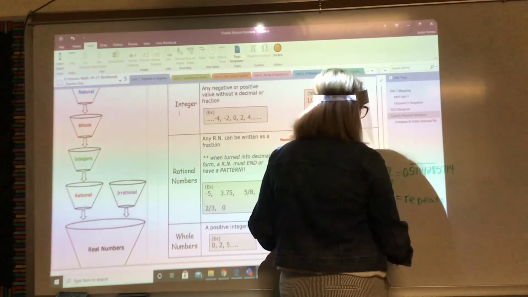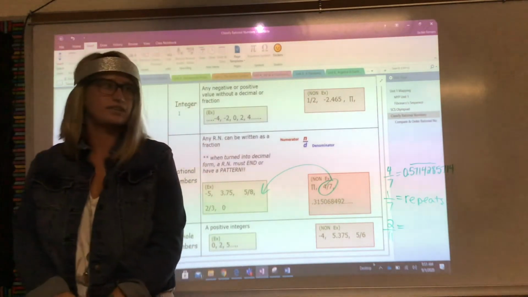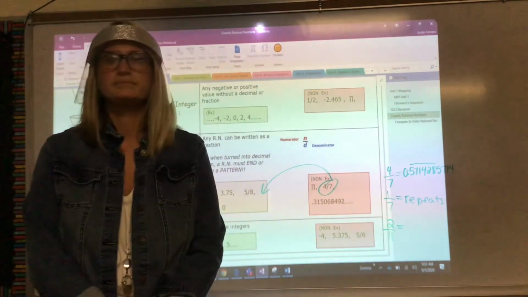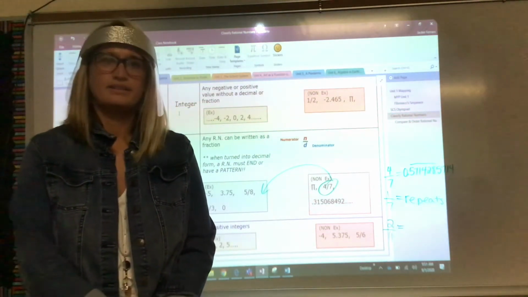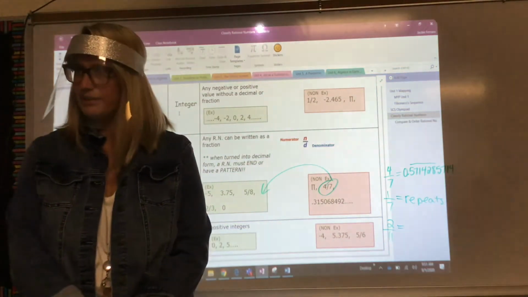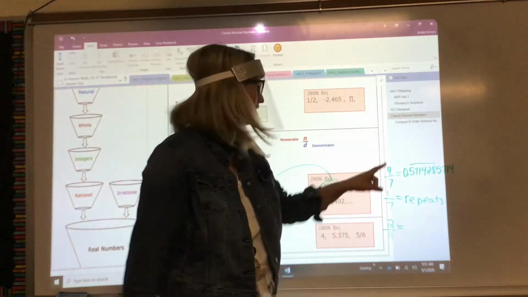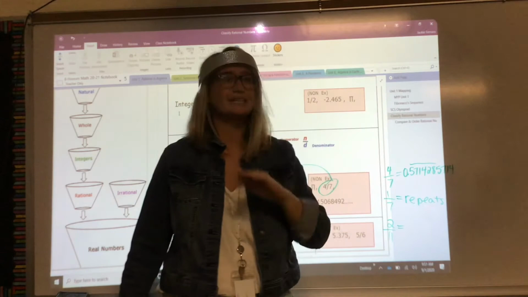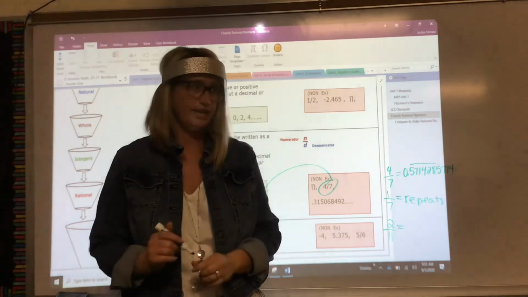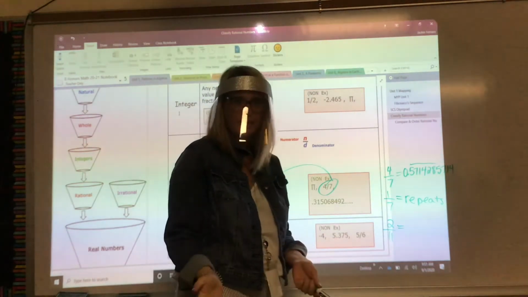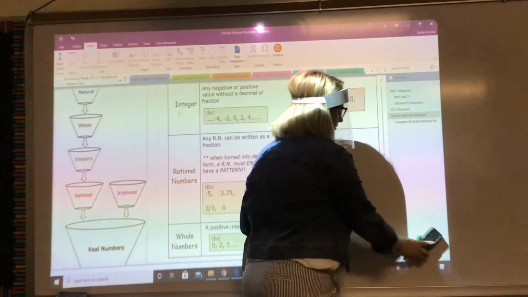Here's another one that a lot of people get confused. 2/11. Try it in your calculator. 0.1818 repeating. It's repeating. Everybody sees it? A lot of people get confused by the 7s because when they divide, it looks like it's irrational, but it's not. The fractional value with a denominator of 7 actually does repeat. 11s repeat, 9s repeat. So any value that's a fraction will repeat. It is a rational number.